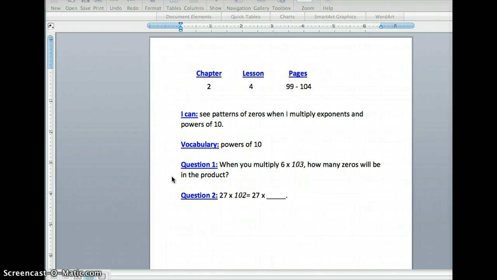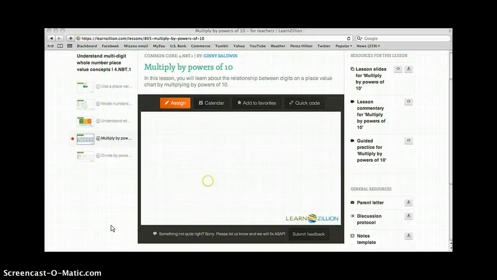Question 1, when you multiply 6 times 10^3, how many zeros will be in the product? Question 2, 27 times 10^2 equals 27 times blank. All right, so let's go ahead and watch this video on the powers of 10.